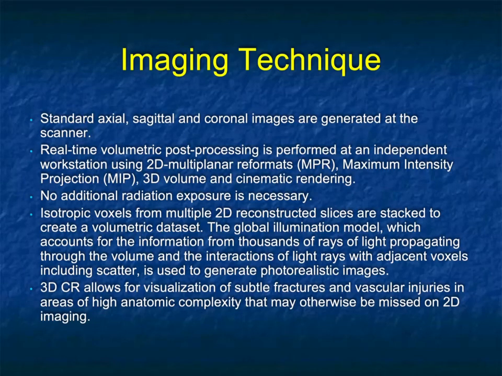We acquire the data specifically with protocols, 0.75 millimeters every 0.5, so we have isotropic data sets. And so no matter how we look at the images, we have quality data.